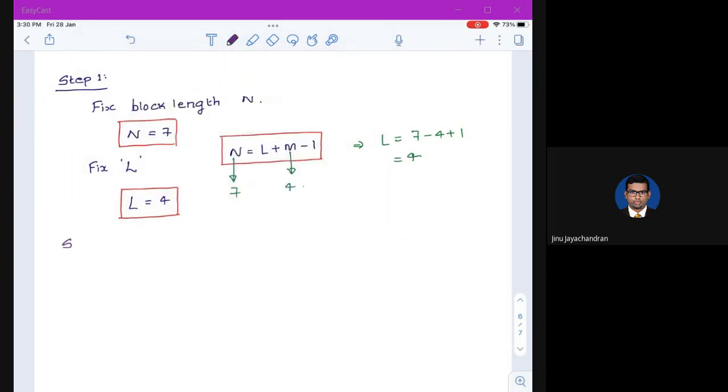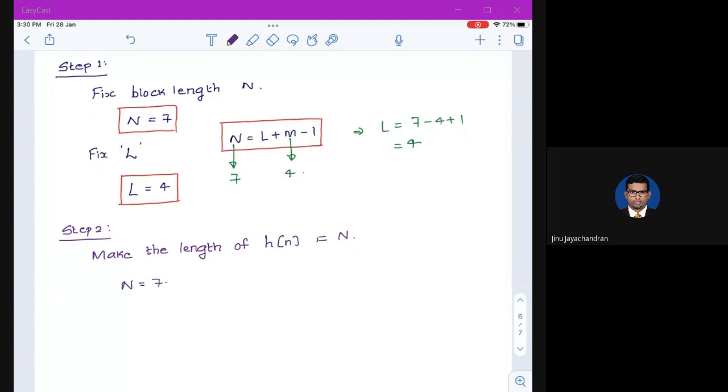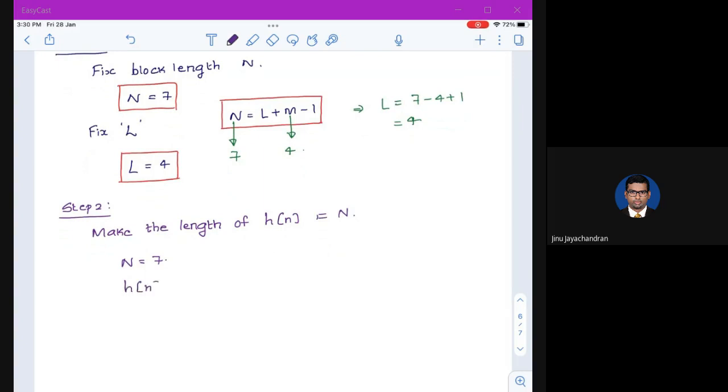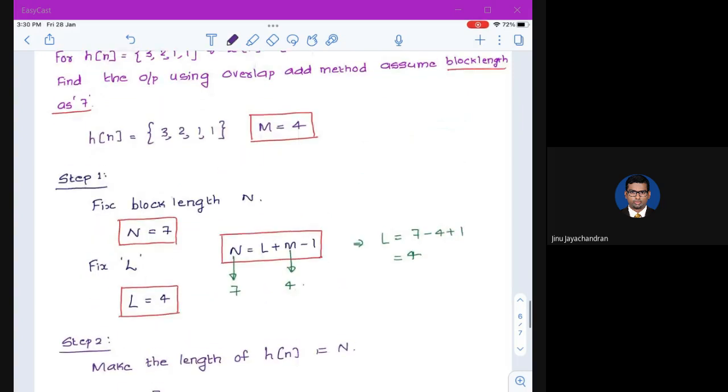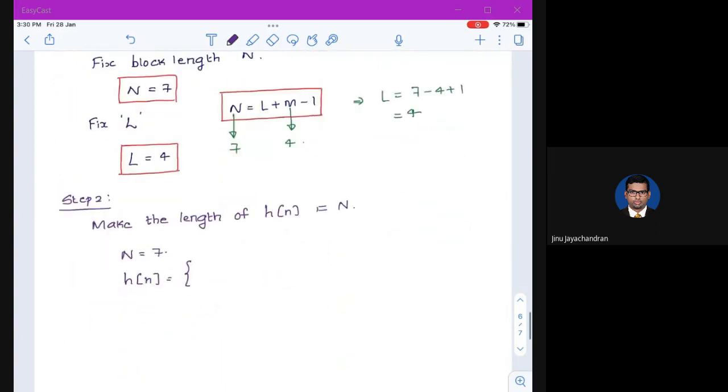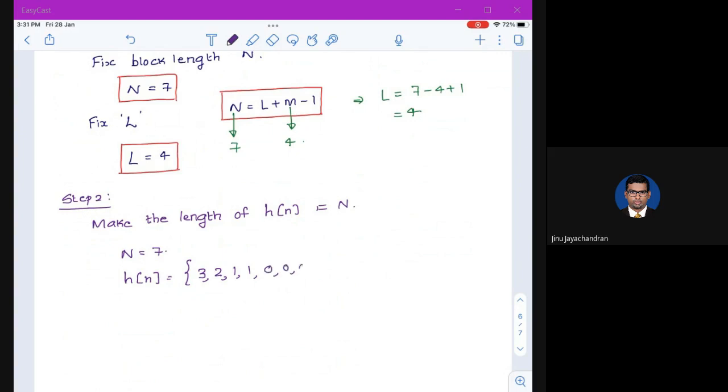That is, in step 2, make the length of h of n equal to N. So in our case, N is equal to 7. h of n is equal to set 3, 2, 1, 1. So if you want to make it of length 7, you need to add 3 more zeros.